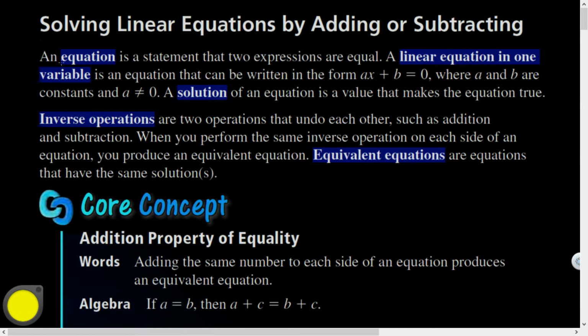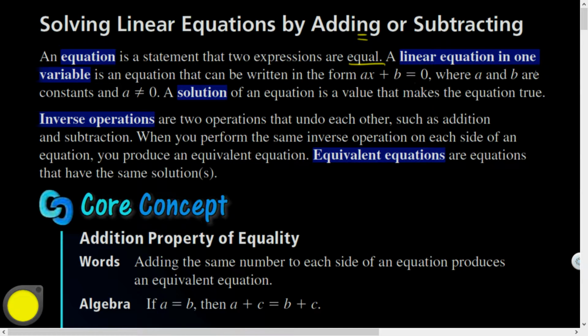It says this. So we're going to solve linear equations by adding or subtracting, and then later using multiplying and dividing. It says an equation is a statement in which two expressions are equal. So we've talked about expressions. They can have variables and operations and numbers. But now I'm going to throw in this piece of equal, right? So an equal sign will be between them.